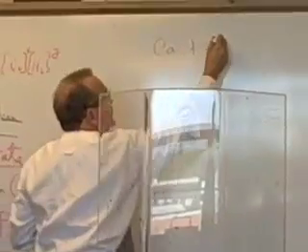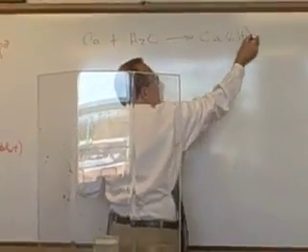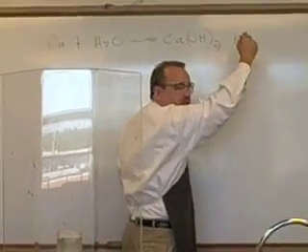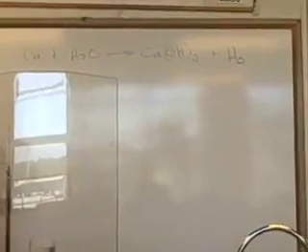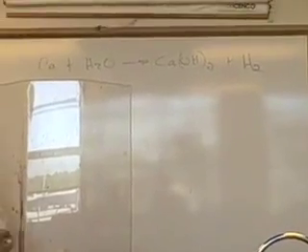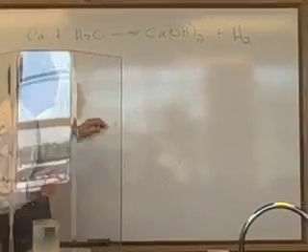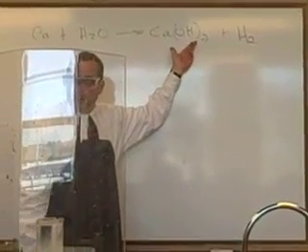Calcium plus water turns into calcium hydroxide. What do you think the gas was? It's hydrogen. Because it was a flammable gas, we know that hydrogen was produced. So if hydrogen was produced, it should burn, which it did. Calcium hydroxide is produced. That would be a base.